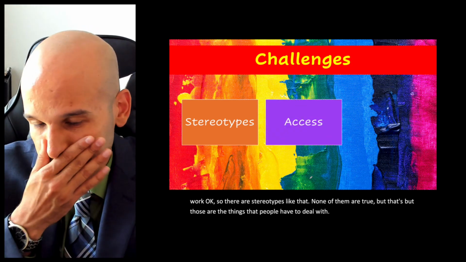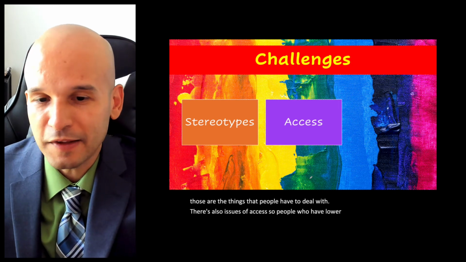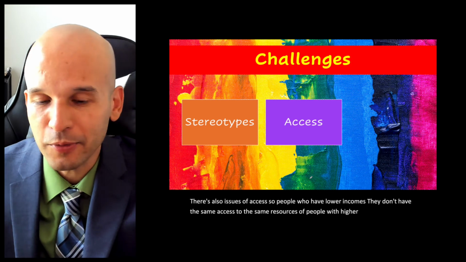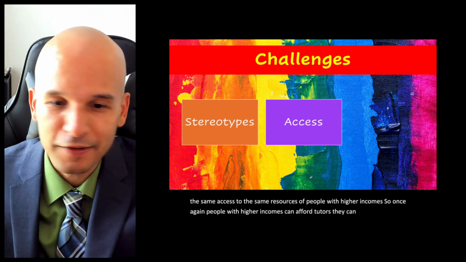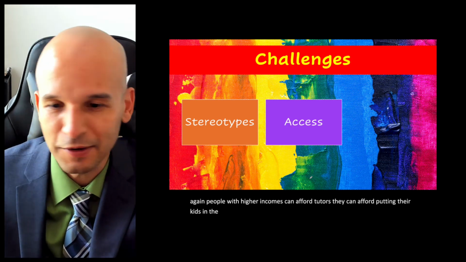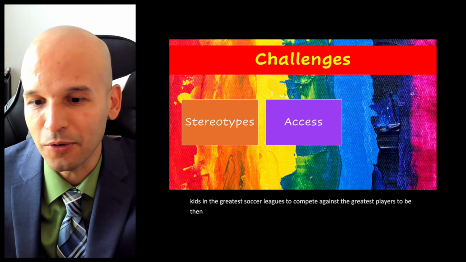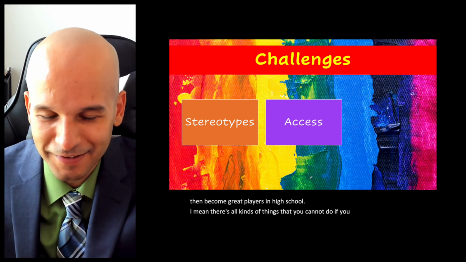There's also issues of access. So people who have lower incomes, they don't have the same access to the same resources as people with higher incomes. So once again, people with higher incomes can afford tutors, they can afford putting their kids in the greatest soccer leagues to compete against the greatest players to then become great players in high school. I mean, there's all kinds of things that you cannot do if you don't have money.